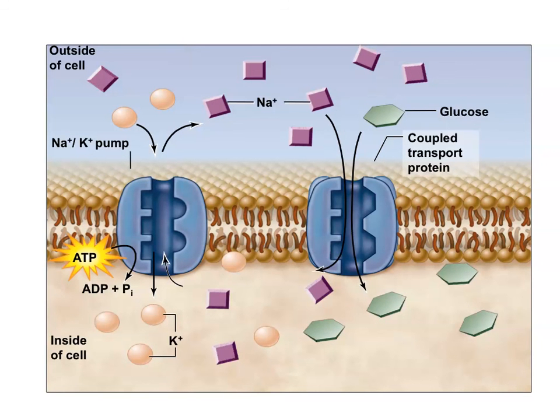Here is an example of an antiporter on the left and a symporter on the right. The antiporter, in this case a sodium-potassium ion pump, uses chemical energy from ATP to move potassium ions into the cell and simultaneously move sodium ions outside of the cell. Why would the cell bother moving both ions but in opposite directions? Why not just move the sodium ions and leave potassium alone?